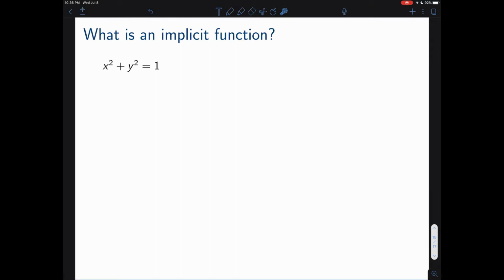In order to answer that question, let's step back and be clear about what is an implicit function. So here we have a pretty familiar equation, x squared plus y squared equals 1, the equation of a circle. This does not give y as a function of x. This is not an equation like y equals something with x in it. And if we plotted this equation, the curve defined by this equation, we would get this circle. It's not a graph of a function.